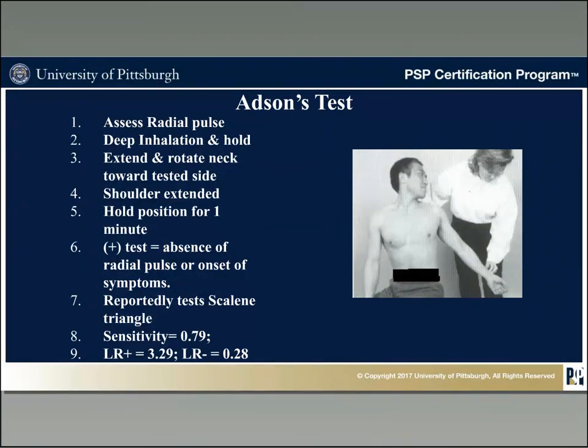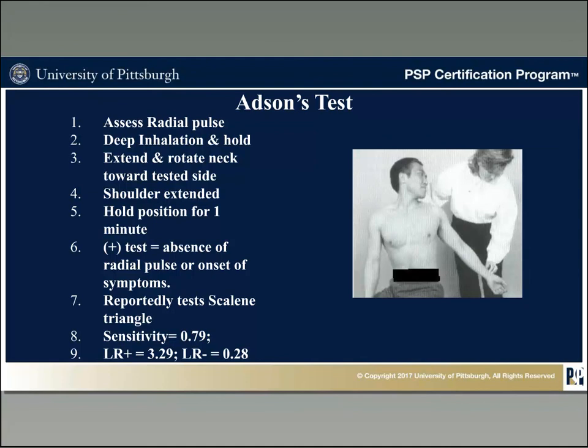Adson's test is basically a vascular test where we're monitoring the radial pulse. In this particular instance, the arm is going to be slightly extended while the patient rotates the head towards the side, creating some compression into the thoracic outlet regions. And we're looking for a diminution of the radial pulse while the patient is in that position.